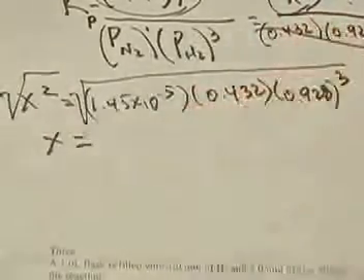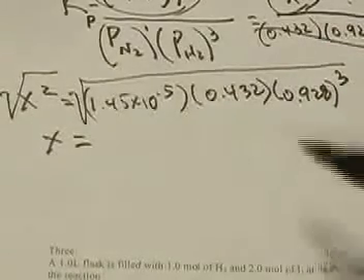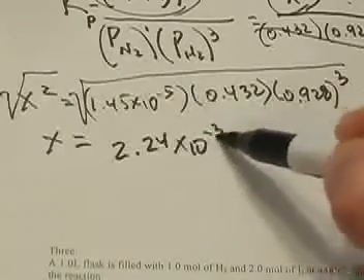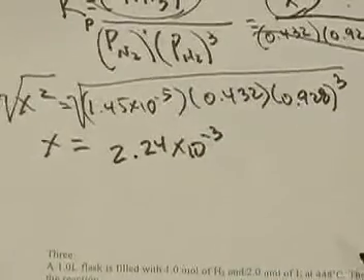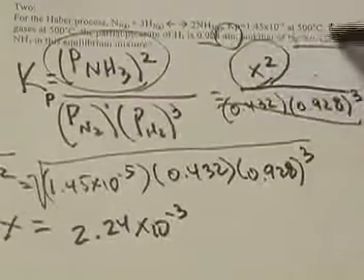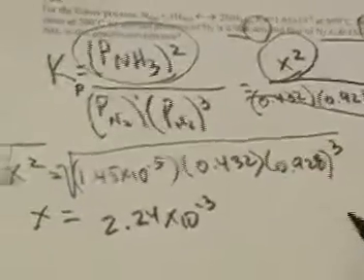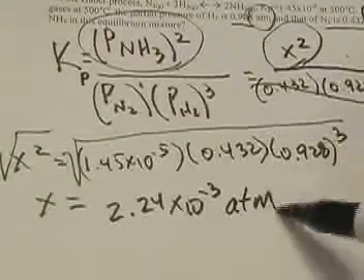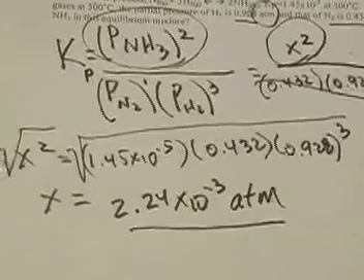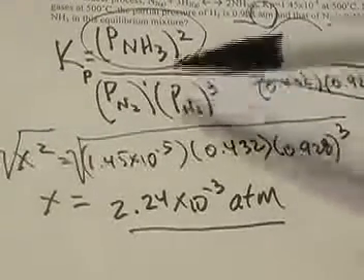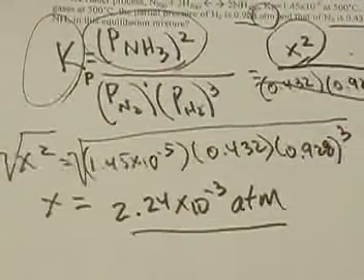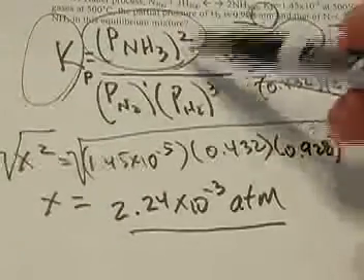And if we do this, x turns out equaling 2.24 times 10 to the negative third. And we're looking for pressure, and notice our pressures are all given to us in atmospheres. So since we're looking for pressure, we're going to end up with a pressure in atmospheres. So you can use the equilibrium constant expression like this if you know the equilibrium constant and you know a couple of the pressures or concentrations at equilibrium. You can solve for a third.